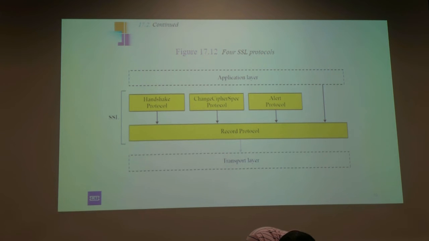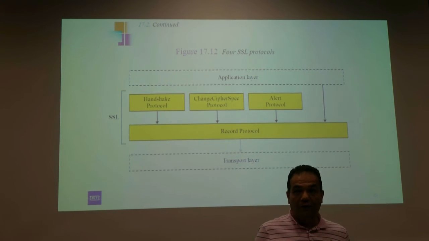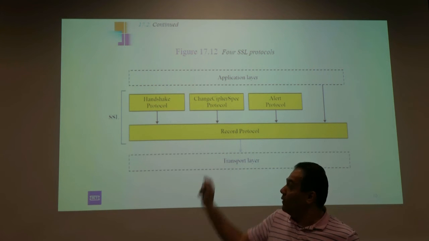The handshake protocol provides security parameters for the record protocol. It establishes a cipher set and provides keys and security parameters. It also authenticates the server to the client and the client to the server. So these are the functions of the handshake.